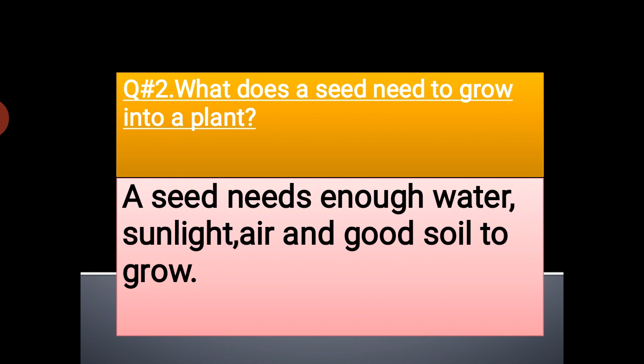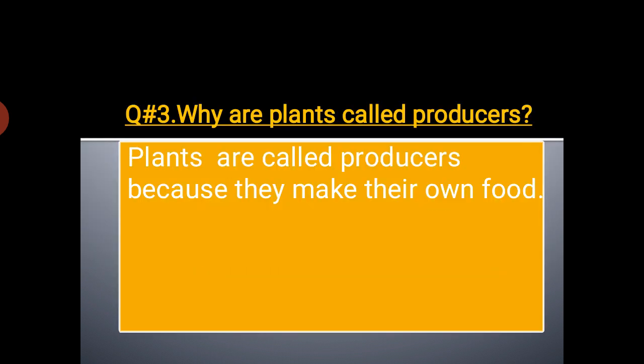What does a seed need to grow into a plant? Yes, a seed needs enough air, water, sunlight and good soil to grow. Okay, now let's say it again. A seed needs enough water, sunlight, air and good soil to grow. Okay, now move to question number 3.